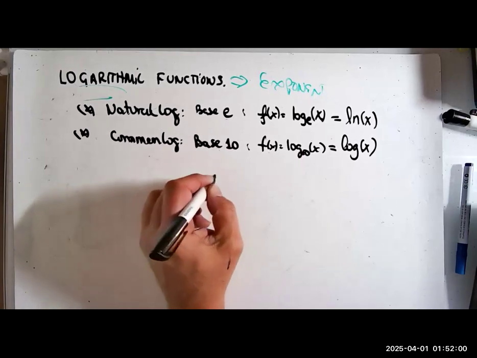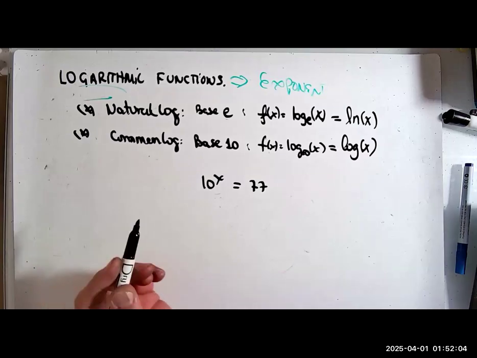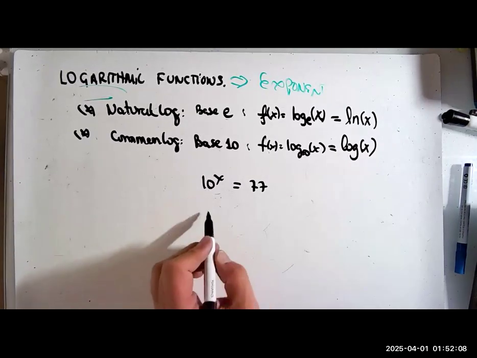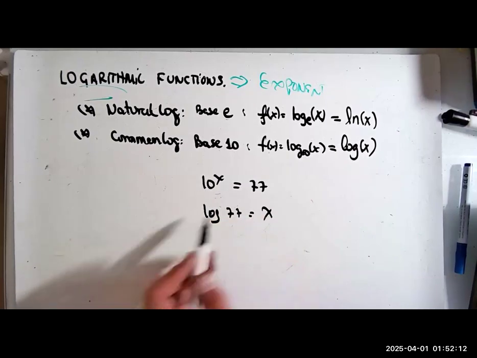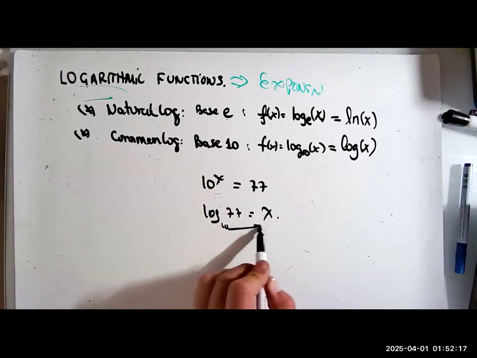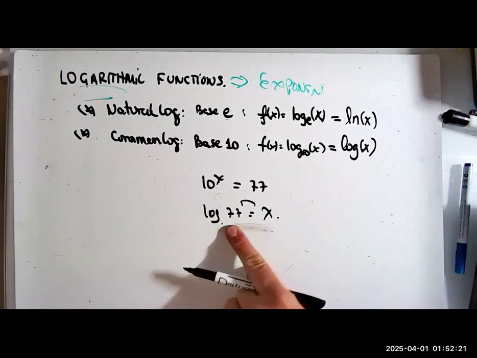If I have 10 to the x equals 77, what do I know? If I'm looking for the exponent, I know that log of 77 equals x, because after all, x represents the exponent. It's an invisible 10 here, 10 to the x equals 77. So I just simply use the calculator.